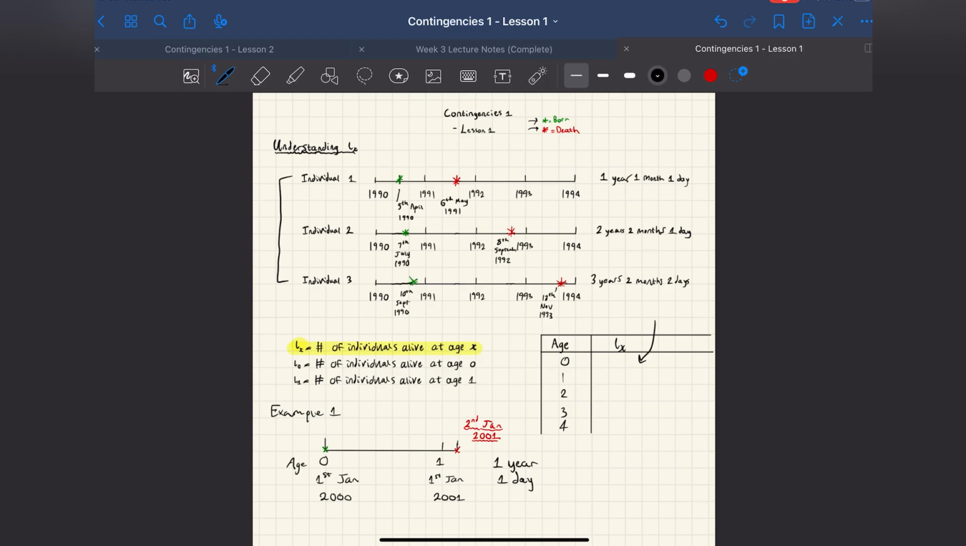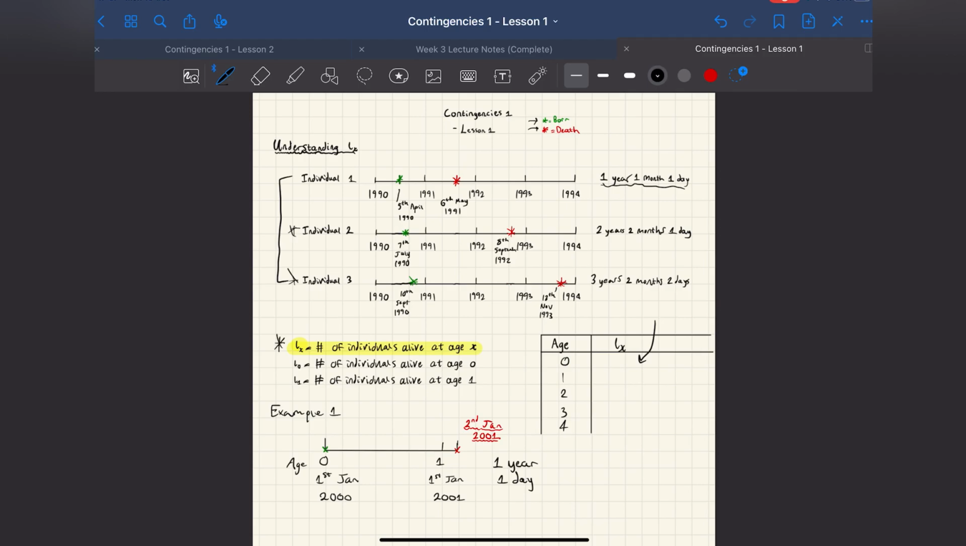For example, individual 1 was born on the 5th of April 1990 and died on the 6th of May 1991, which means that they lived for 1 year, 1 month and 1 day. I've also constructed a timeline for individual 2 and individual 3, and I'm sure you can tell, but I've made up these dates. They aren't based on any data, as the average person lives much longer than these individuals. So the first thing that we're going to try and calculate is LX.